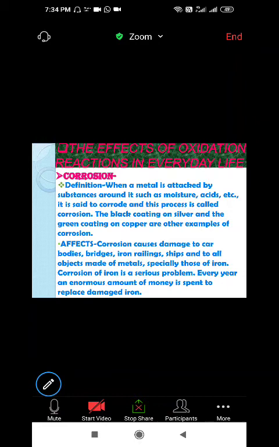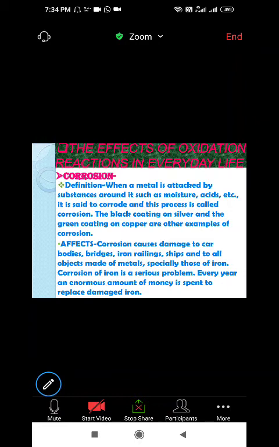Chalo, let's read it out. The definition of corrosion. When a metal is attacked by the substances around it, such as moisture, acids, etc., it is said to corrode, and this process is called corrosion. The black coating on silver and the green coating on copper are other examples of corrosion.